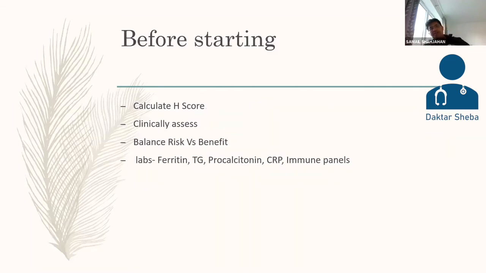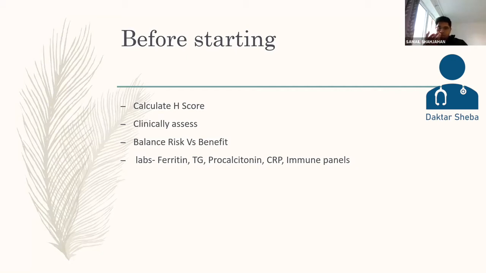Like, I mean, earlier on the slide we saw the H scoring. So H scoring is very important in this. So we have to calculate this H score, and based on that, we have to decide which type of immunomodulation we need to go for.